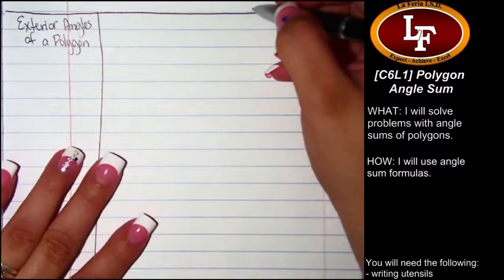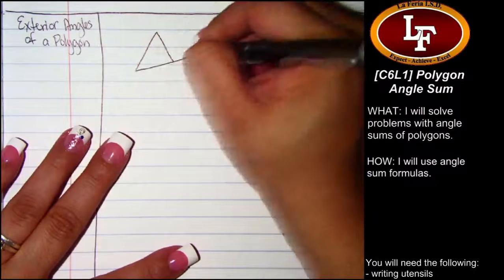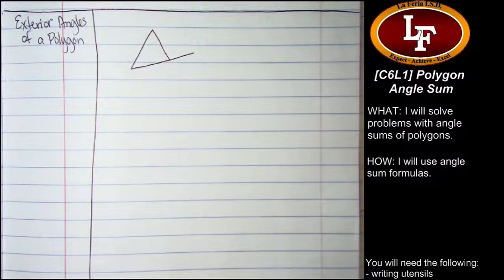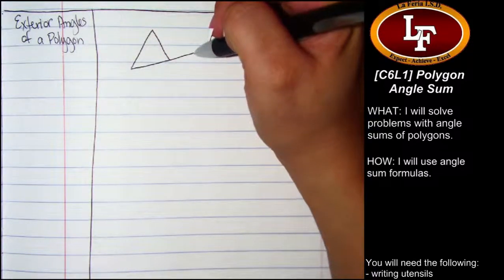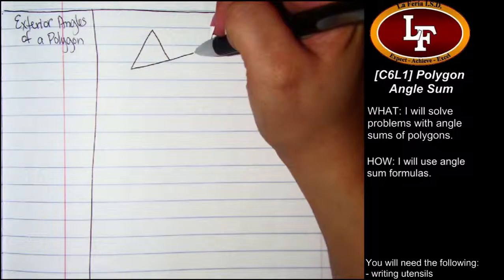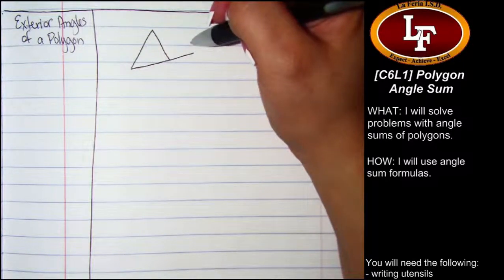Draw yourself your favorite polygon. What's a polygon? Any straight-sided shape that closes. Draw one line a little weird. Do that on yours.